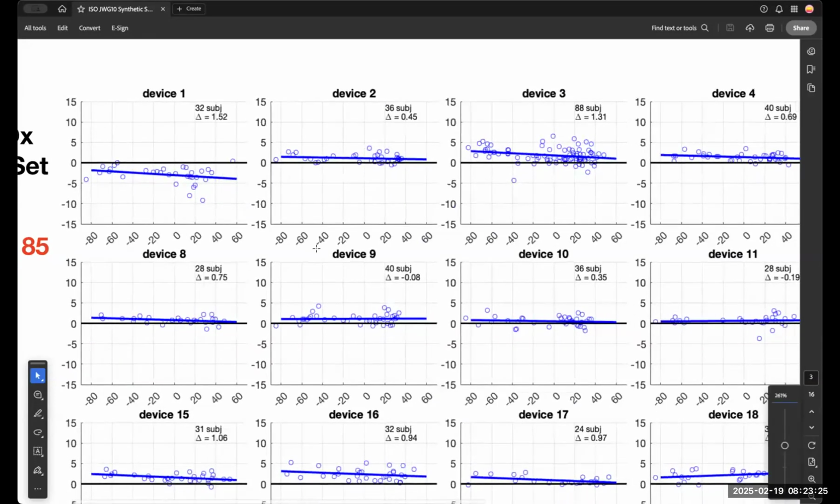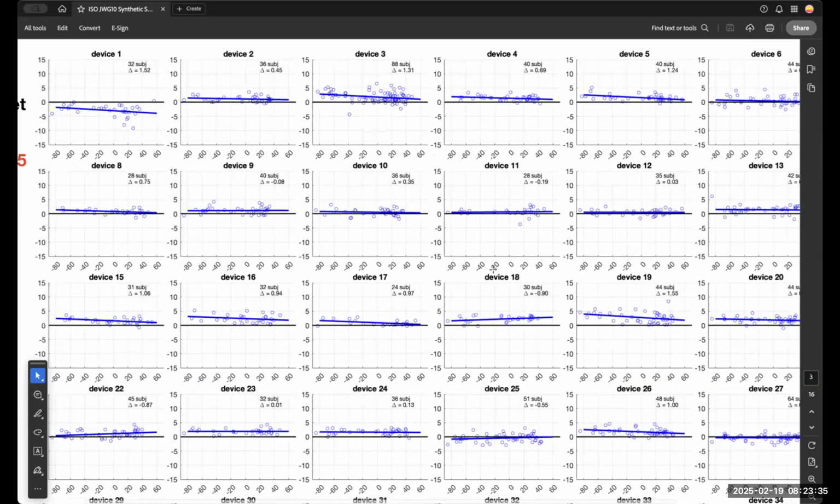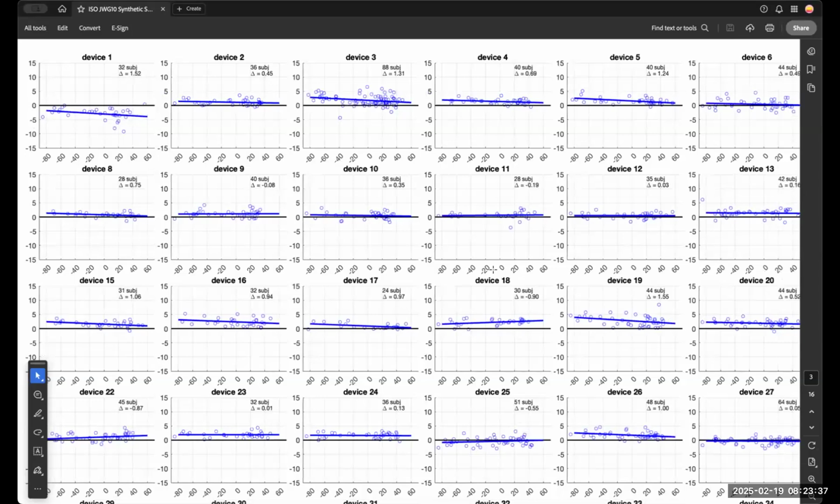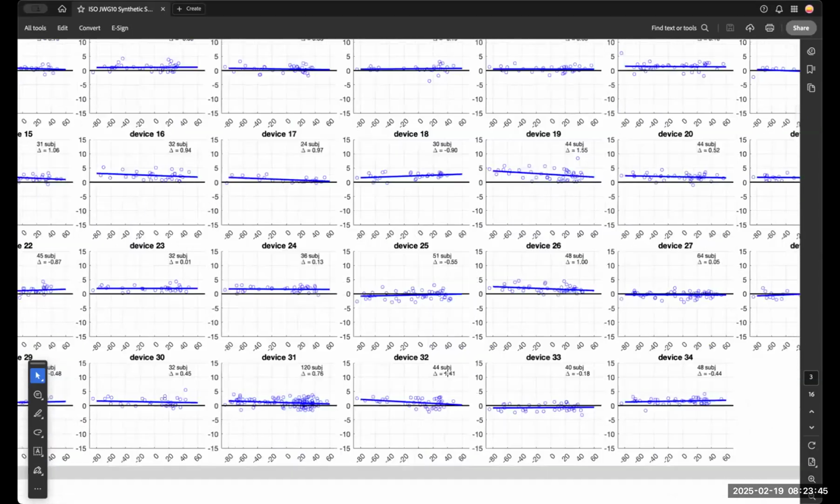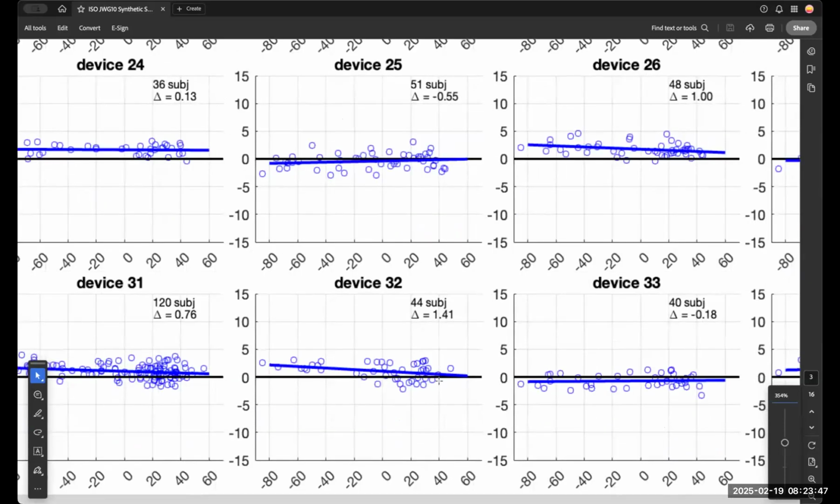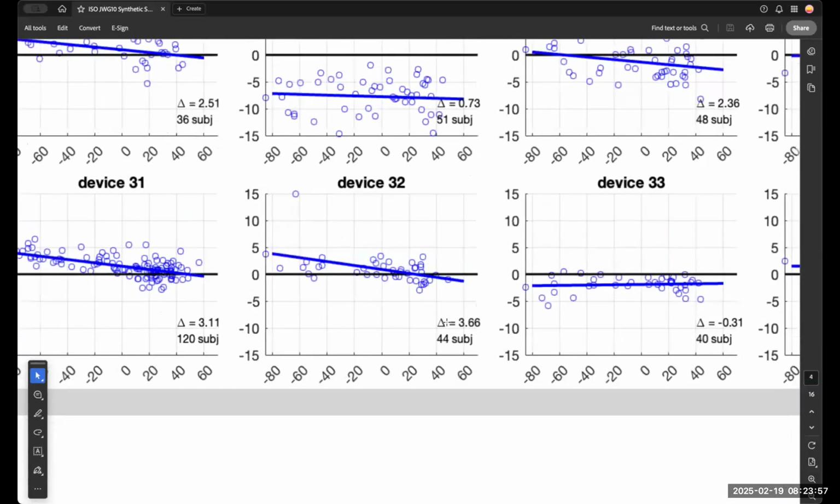And the other thing we can note is that a lot of these slopes are down and to the right, or up and to the left, as I kind of think about it, indicating that if there is a trend, there is a trend towards the positive bias in the darker skin color ranges. So we can look at, for instance, device 32. We can see that this device had a fairly high amount of ITA dependence, and it's particularly high in the lower saturation ranges, where there's a delta bias of 3.66.